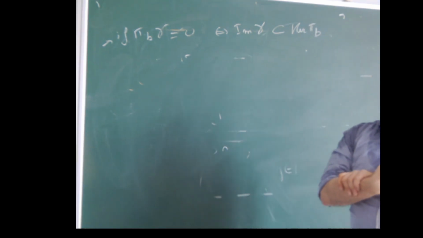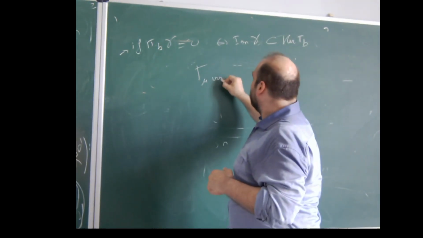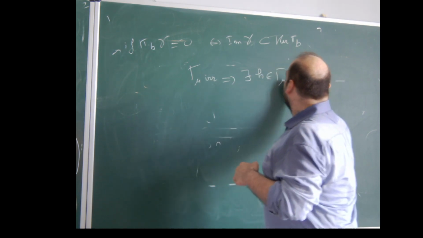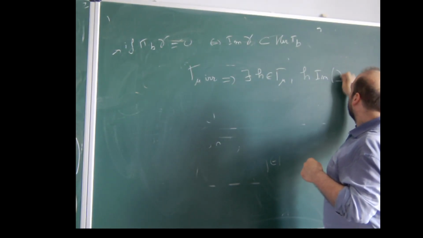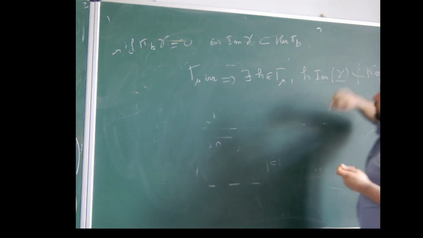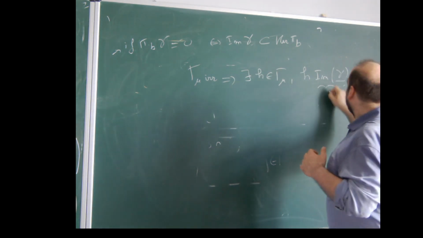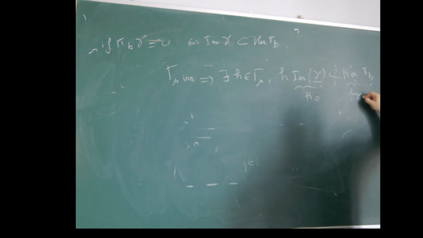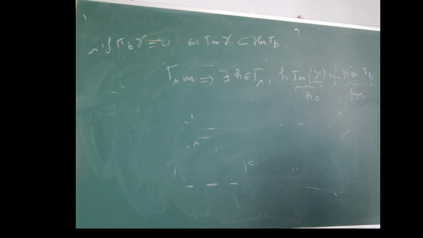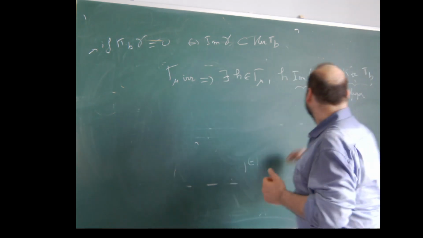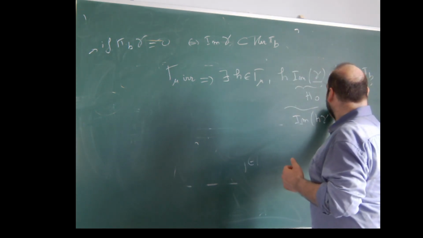No problem, I use irreducibility. Since gamma is irreducible, I can always find an h such that the image of h gamma is not in the kernel. So the image is non-zero, this is proper. Irreducibility implies that you cannot send a line to a proper subspace by all the elements of the group. And this is the image of h gamma.